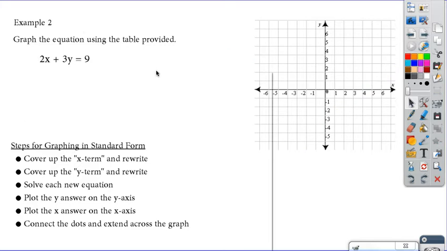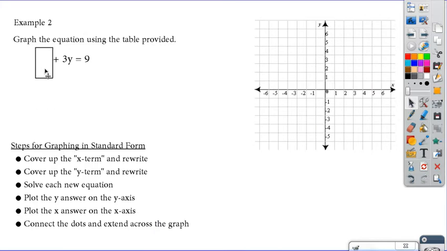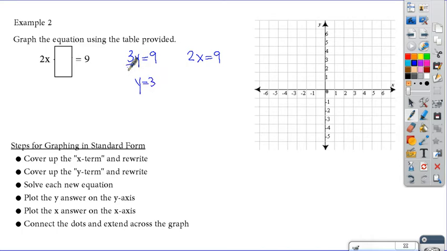All right, new example. Let me get my cover up here. Okay, first step, cover up the x. Write down what I see. So I see 3y equaling 9. Okay, then I cover up the y and write down what I see. I see 2x equaling 9. Solve each of those equations. So y is going to equal 3 when I divide by 3. X is going to equal 4.5 when I divide by 3.